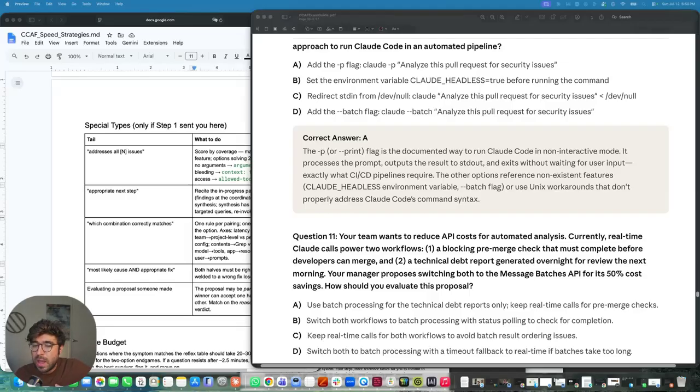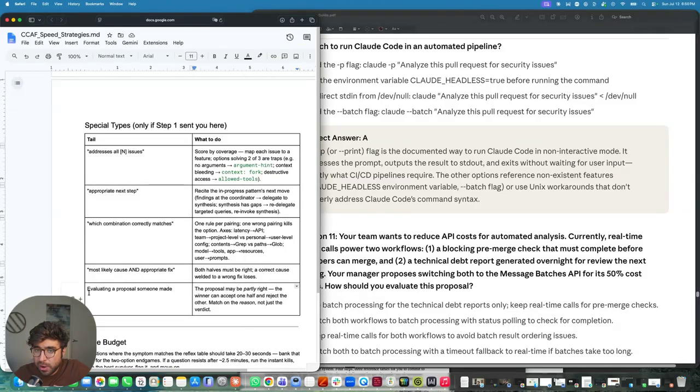So what we're going to do is just go ahead and look at this special type table and put it into practice. What we see here is that this one falls very cleanly into the evaluating a proposal someone made type of question. For these types of questions, what's important to keep in mind is that the proposal may be partly correct. Don't assume it's all good or all bad. The winning option can accept one half and reject the other.